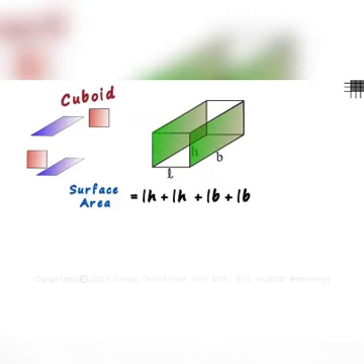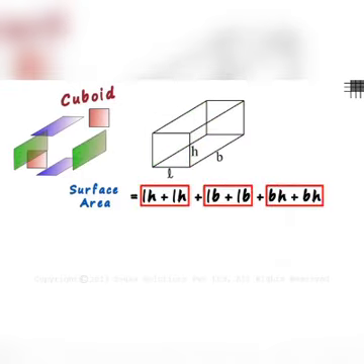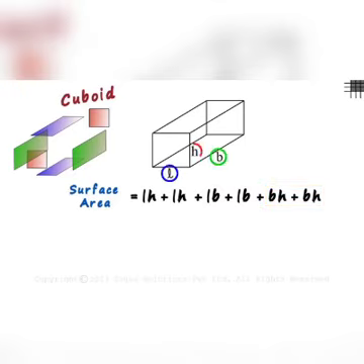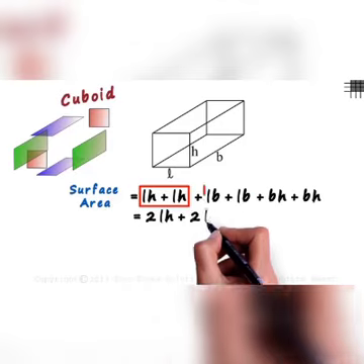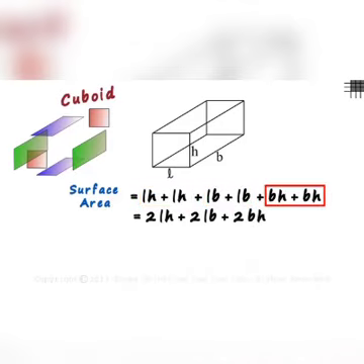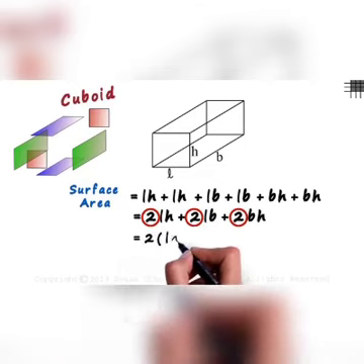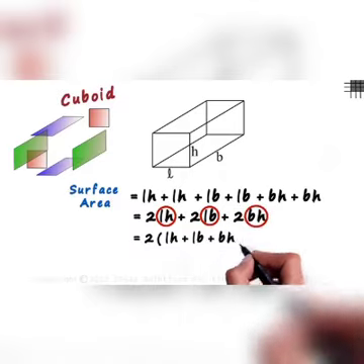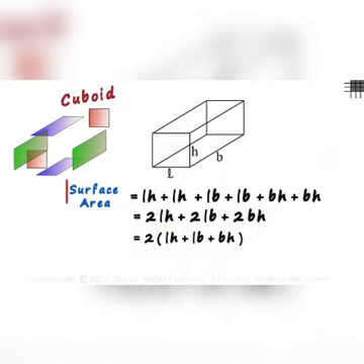The sum of the areas of the side rectangles will be BH plus BH. Area of the rectangle will be base into height. Look at each group. This will be 2LH, this will be 2LB and this will be 2BH. So, for a cuboid with L, H and B as the dimensions, the surface area will be 2LH plus 2LB plus 2BH. As 2 is the common factor of all the terms, we write it as 2 into (LH plus LB plus BH). That's how the total surface area is calculated.